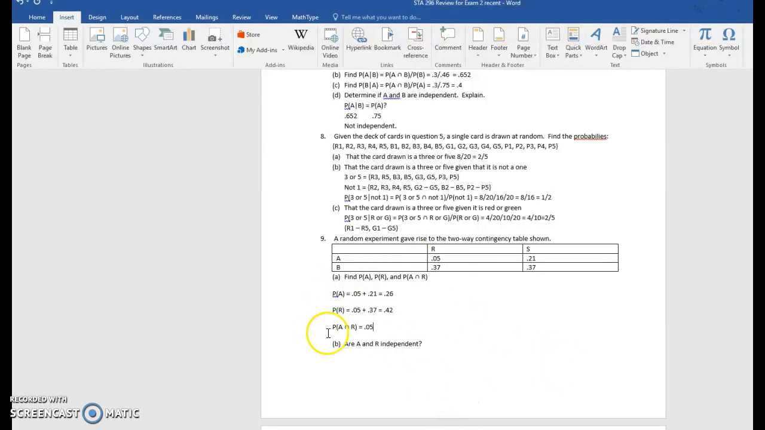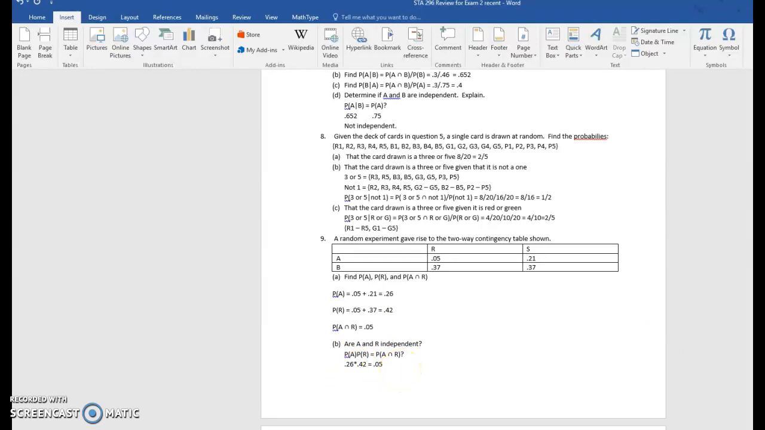All right, so part B, we want to know if A and R are independent. Now, this may help us to use the second definition of independence, which says that the probability of A times the probability of R will equal the probability of their intersection if they are independent. And this one's more useful in this instance just because that's the information that we have. So we're going to have 0.26 times 0.42. The question is, is that equal to 0.05?